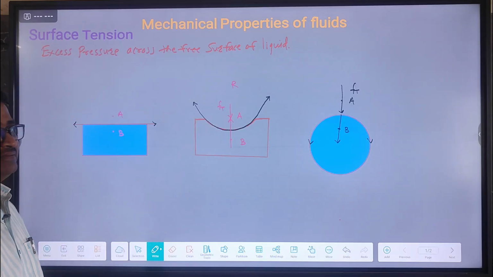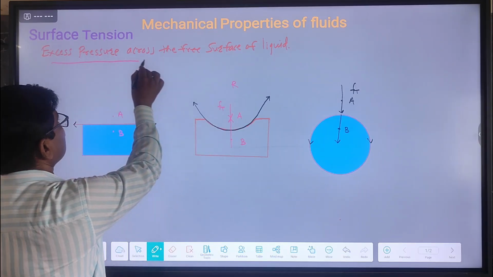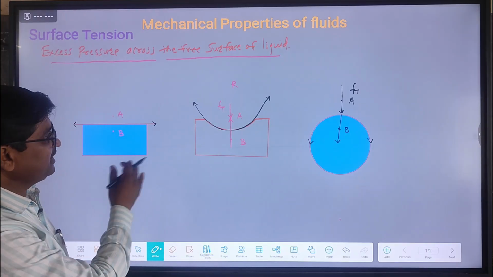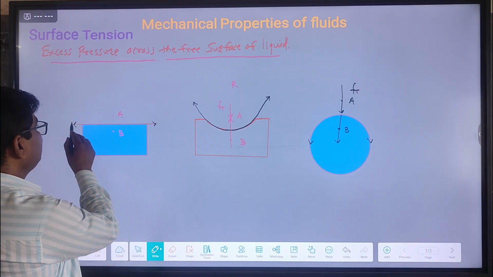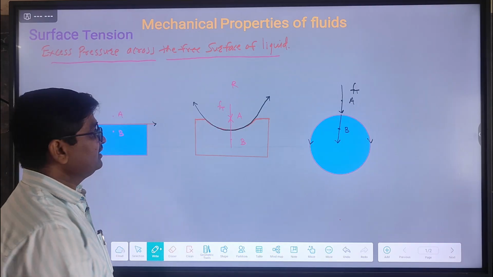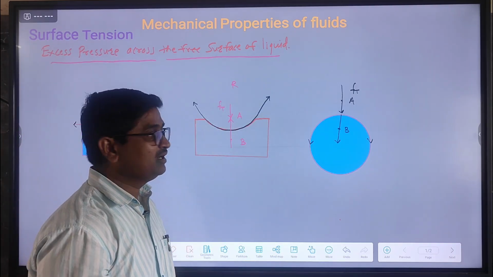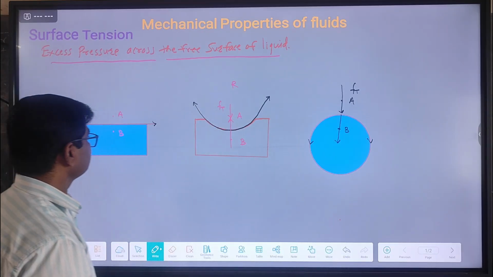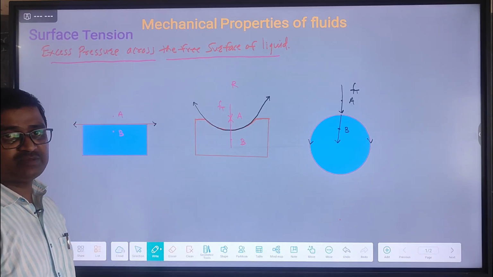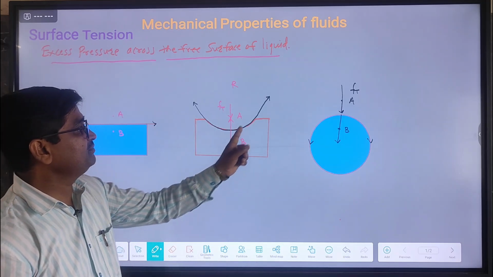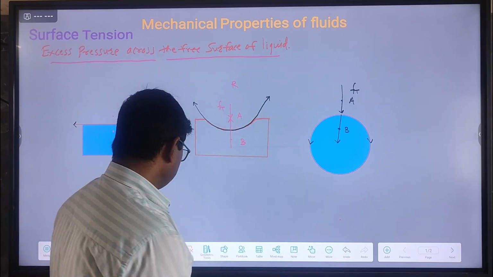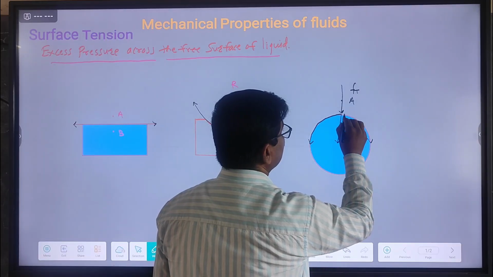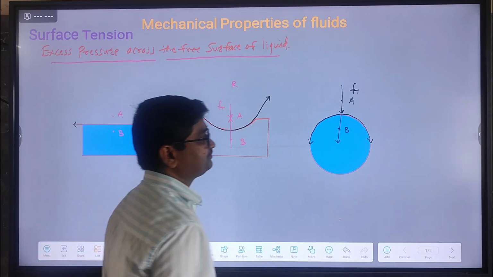Now the next concept, the excess pressure across the free surface of a liquid. There are three different shapes of liquid surface. Here the free surface of the liquid is plane, here it is concave, and here it is convex. What happens when the free surface of the liquid is plane? What happens when it is concave? And what happens when it is convex? Observe here, the free surface of the liquid will be convex.